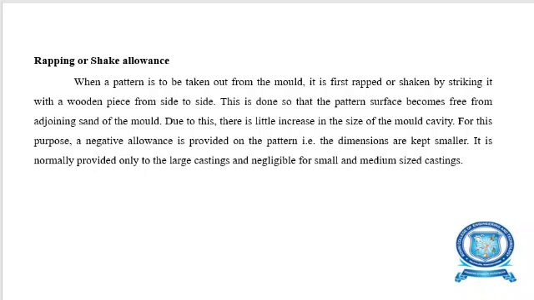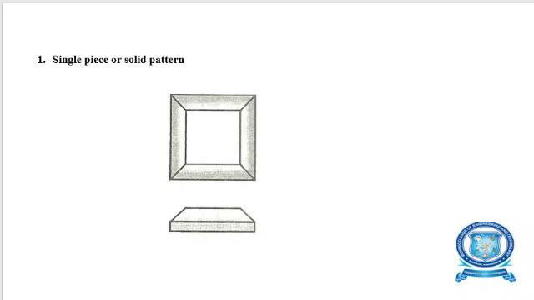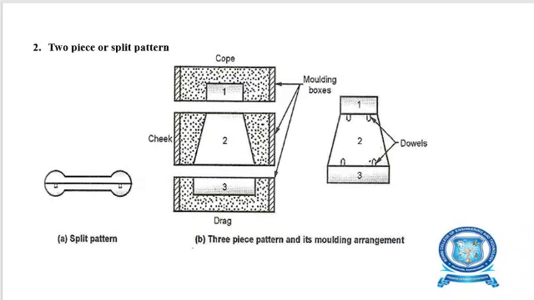Types of pattern: single piece pattern, two piece pattern, loose piece pattern, cope and drag pattern, gated pattern, match plate pattern, sweep pattern, skeleton pattern, segmental pattern, cell pattern. These are the types of pattern. Single piece pattern, only one piece, like in the diagram. Next one, two piece or split pattern, minimum two pieces, or more than two pieces like 1, 2, 3, for split pattern.